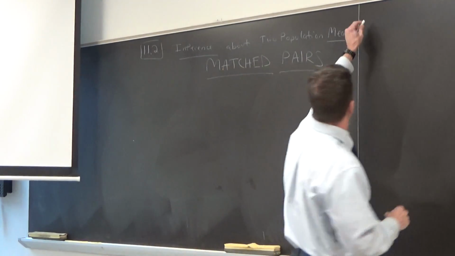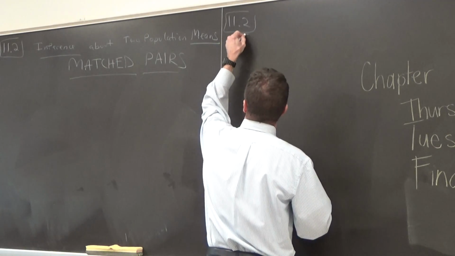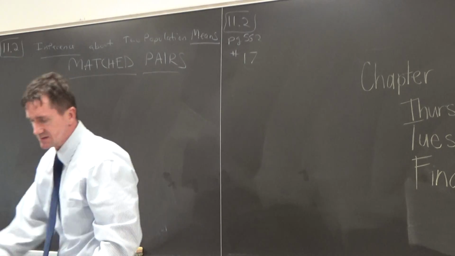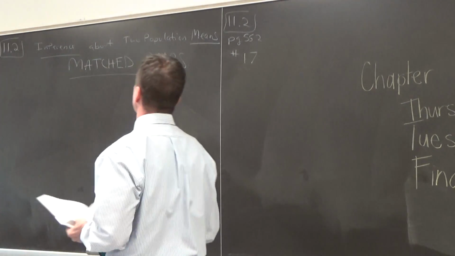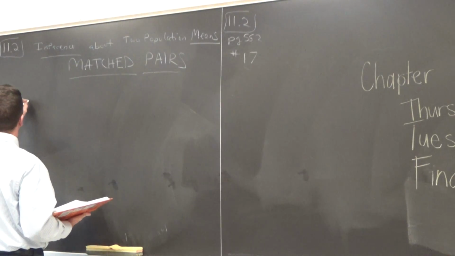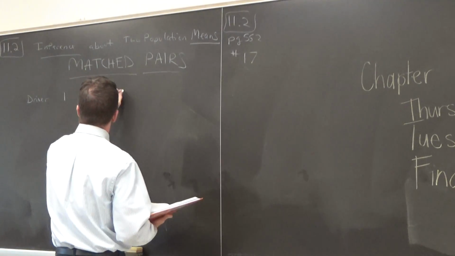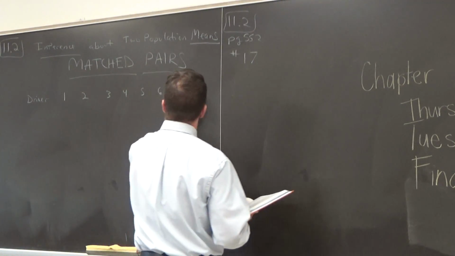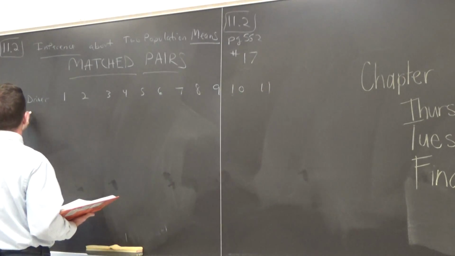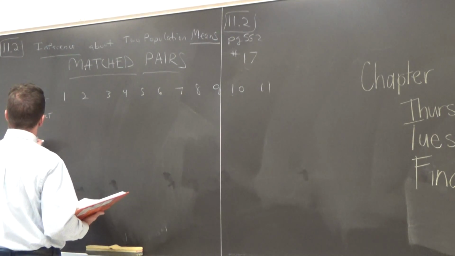It's in 11.2, number 17. All right, let's look at this. I'm going to list the 92 octane first. There were 11 drivers, so I'll put driver number here: 1, 2, 3, 4, 5, 6, 7, 8, 9, 10, 11. And then the 92 octane, and then the 87 octane.